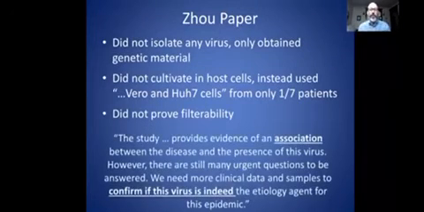And here's what they wrote in their conclusions. This study provides evidence of an association between the disease and the presence of the virus. However, there are still many urgent questions to be answered. We need more clinical data and samples to confirm if this virus is indeed the etiology agent for this epidemic. And etiology means cause. So basically they said, we need more studies to prove causation. This only provides evidence of an association. And there's still many questions to answer. So the authors of this article were very honest and understood the limitations of their research methods and put an appropriate conclusion.